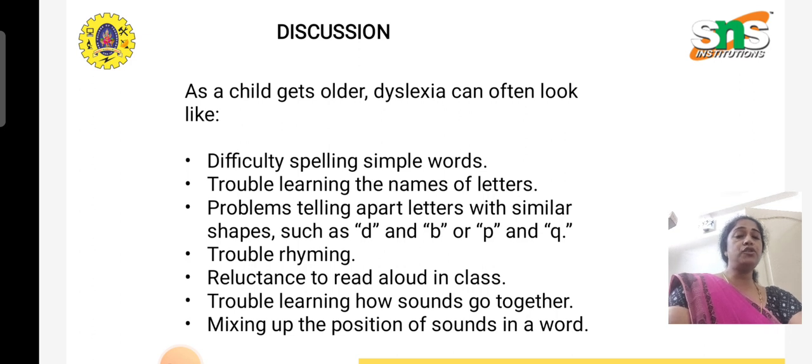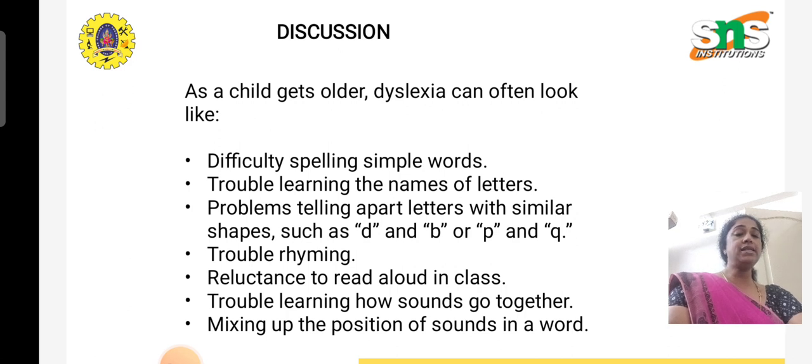You have to observe the students; they really struggle. They find even the simple words difficult. They struggle to spell simple words and have trouble learning the names of letters. They have problems telling apart letters with similar shapes like D and B or P and Q. Okay, and trouble rhyming, and reluctance to read aloud in class.